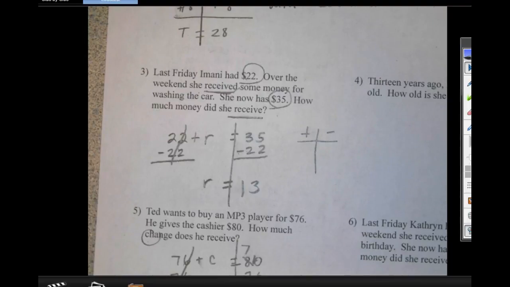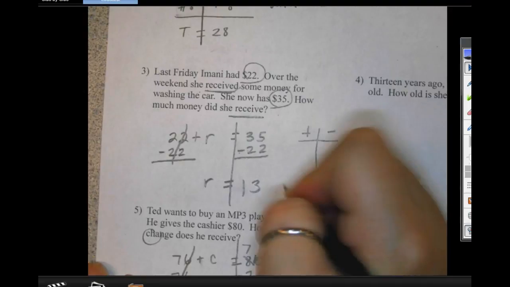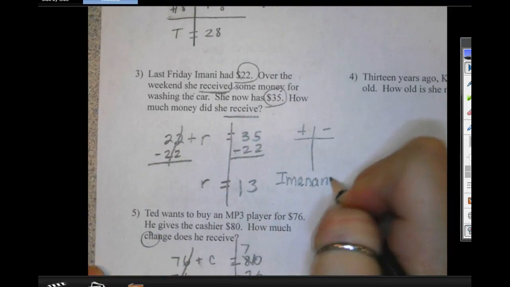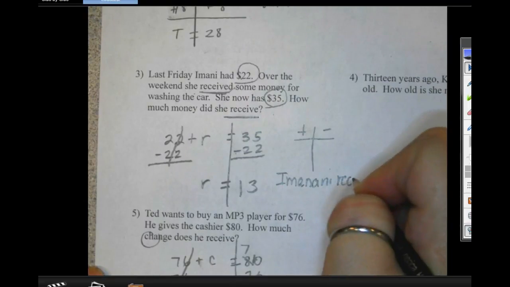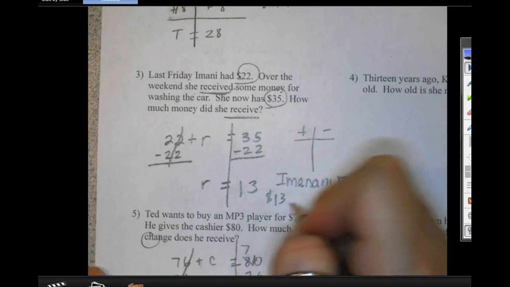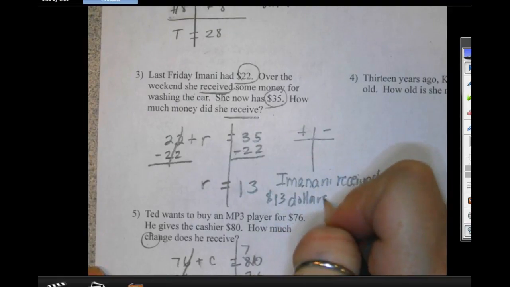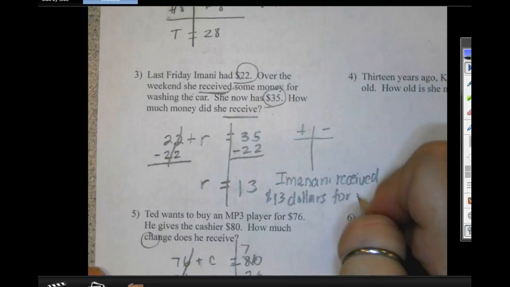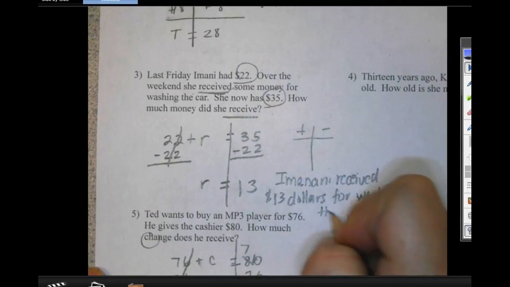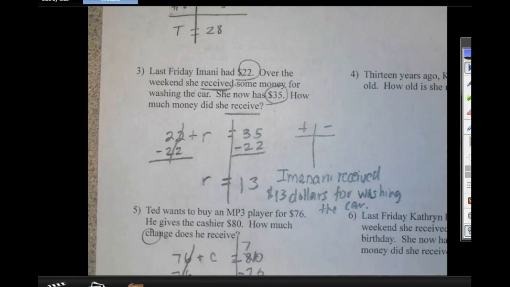Hannah? Camilo? Who is she? Imani? For what? For washing the car. Imani received $13 for washing the car. You have to write it. Period. All right, let's do one more.